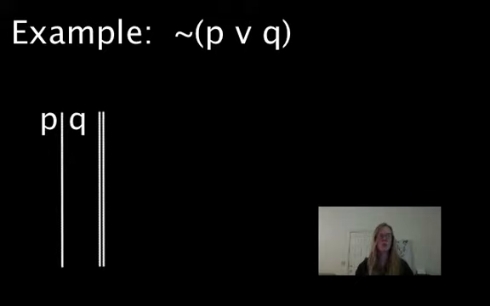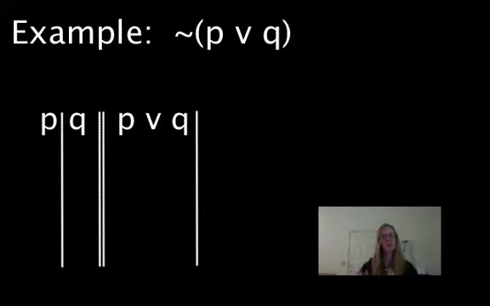We have something being negated, but it's parentheses being negated this time. It's P or Q. That whole statement is being negated. So in this case, we can't just do a column for not P or not Q, because that's not what we're negating. We're negating that whole P or Q. So we have to put P or Q first.